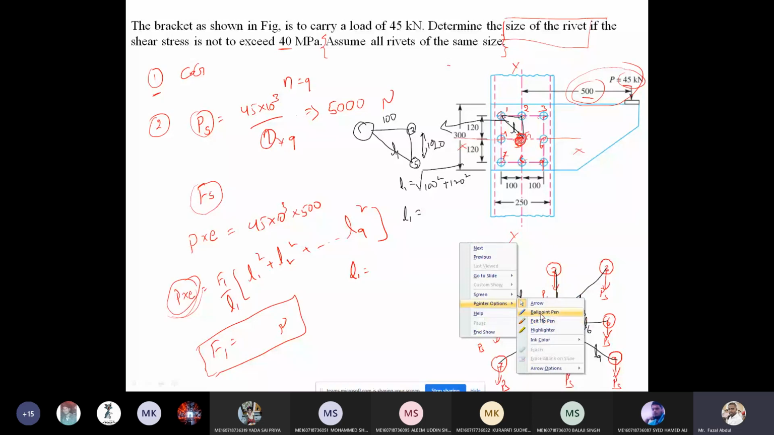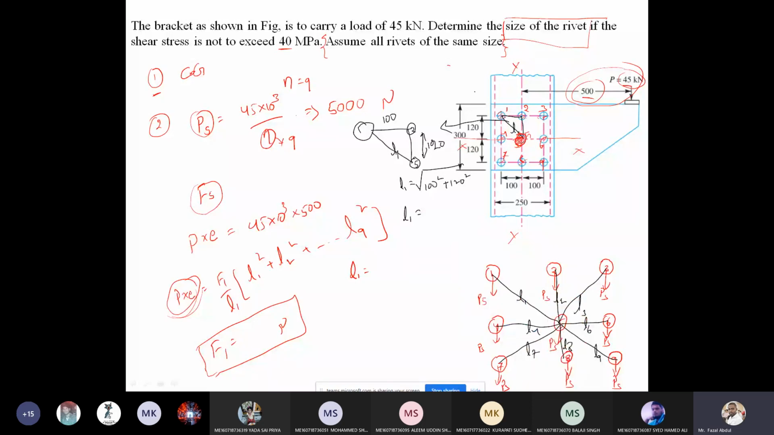What is L1? What is the value of L1? Make it fast. 156.20. 156.27.